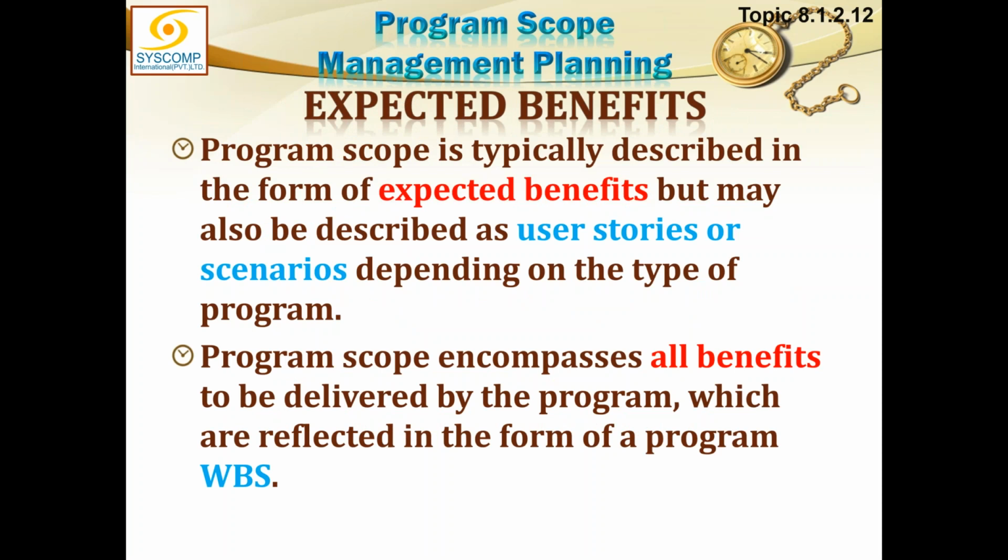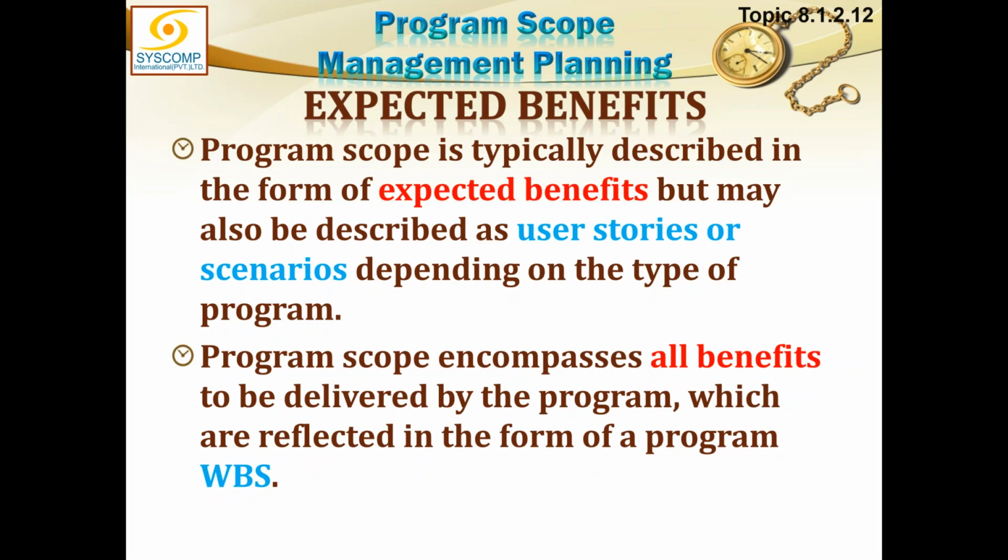Program scope is typically described in the form of expected benefits, but may also be described as user stories or scenarios depending on the type of program. Now, once we talk about user stories and scenarios, that means we are talking about an agile way of working. But yes, of course, you can define the expected benefit, because things are not really very clear in programs, and naturally we have to relate them through some similes. So these user stories and scenarios give us a very good tool for defining our expected benefits.